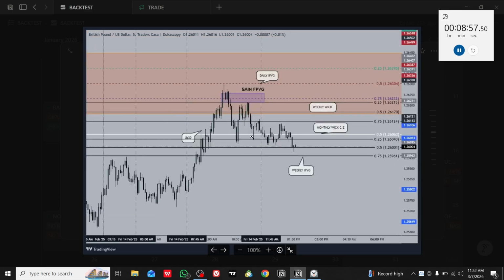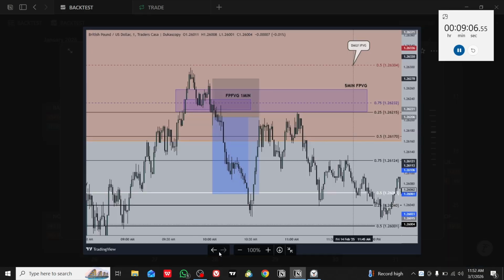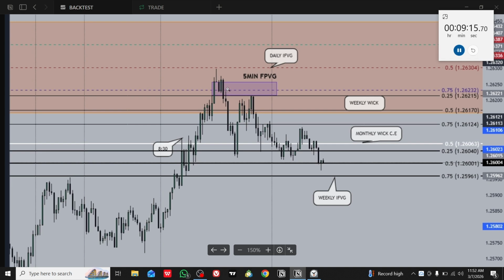Okay, let's see the 5 minute chart. I think that was the time of here. Let's see. No, this is the dream. Again, we went higher by touching. First touch, we touched the upper part of the weekly, went higher.